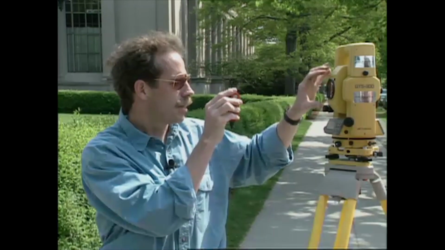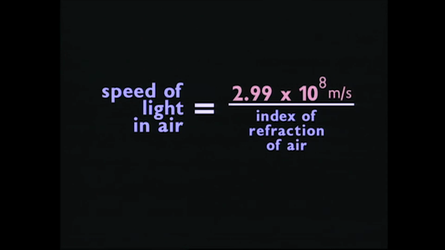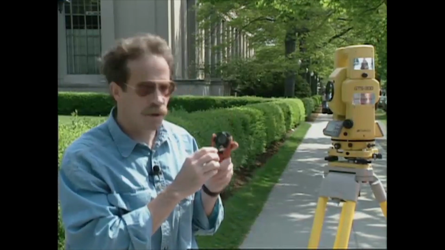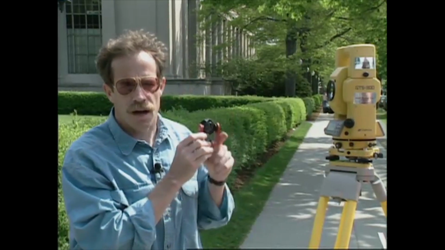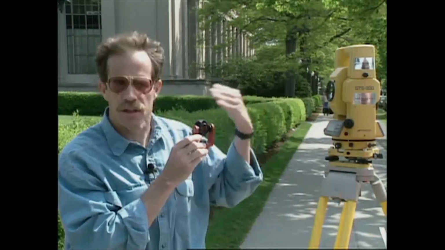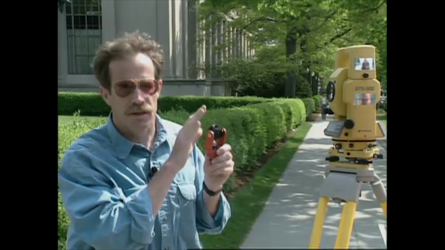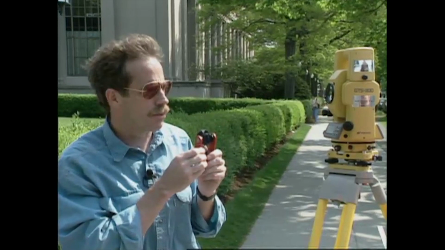Now, the speed of light in air is the speed of light in vacuum, about 3 times 10 to the 8th meters per second, divided by the index of refraction of the air. And so we have to correct for both the temperature and pressure, which influence the index of refraction. Now, the reason why we use a prism is that we want to make sure that we have a good signal going back to the instrument. If I use something just like a mirror, if it was misaligned, I might run into a problem.